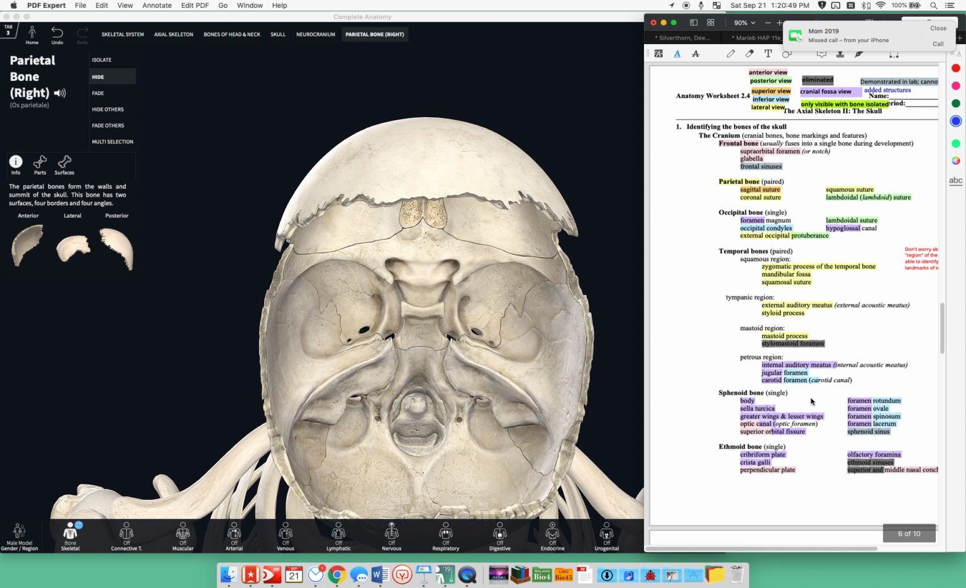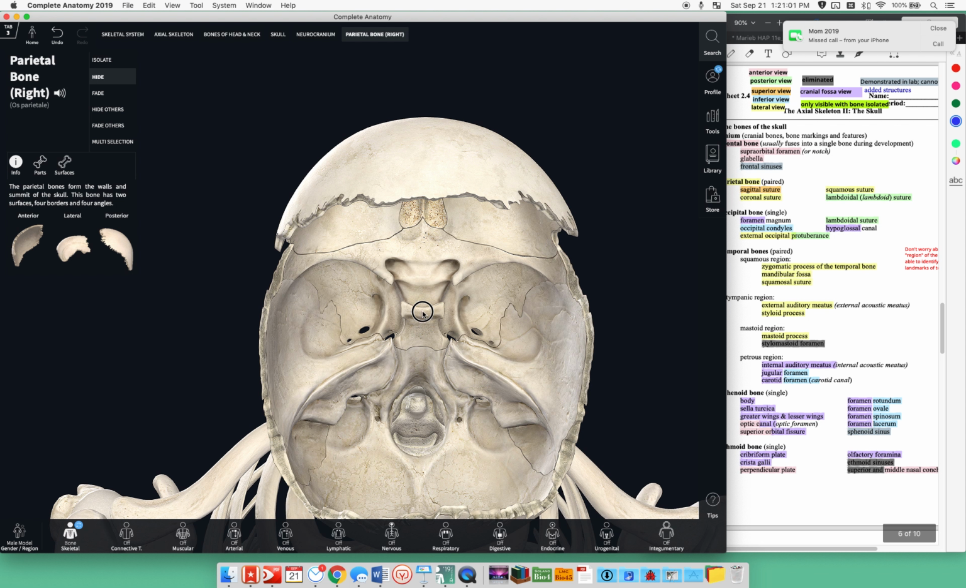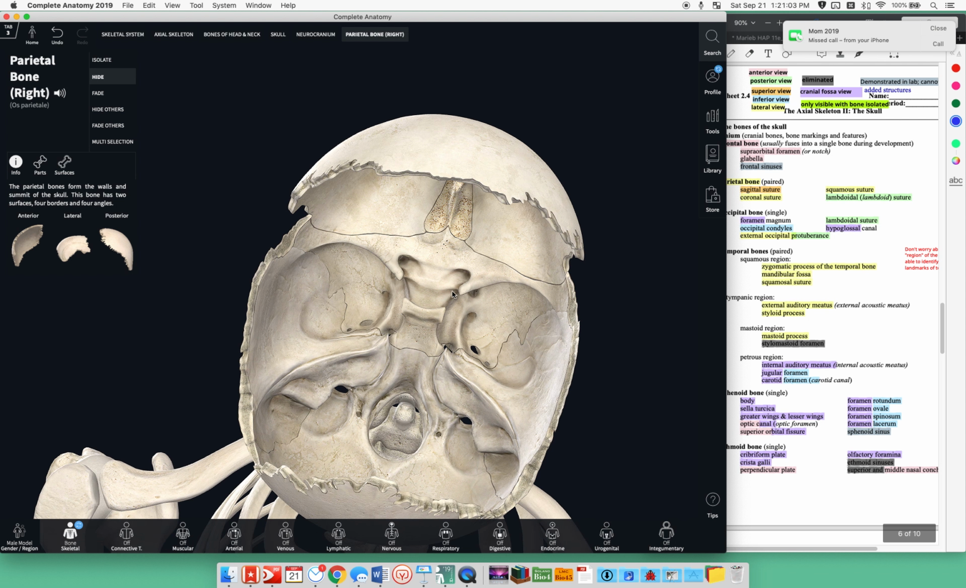Now I just want to see if I'm missing anything. Okay, so the body roughly is right here. The sella turcica is part of the body of the sphenoid bone. So it's just the center region.